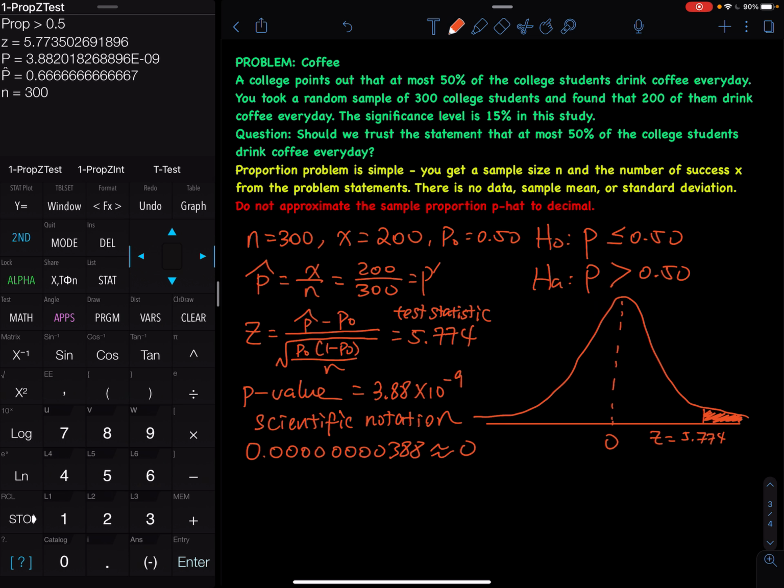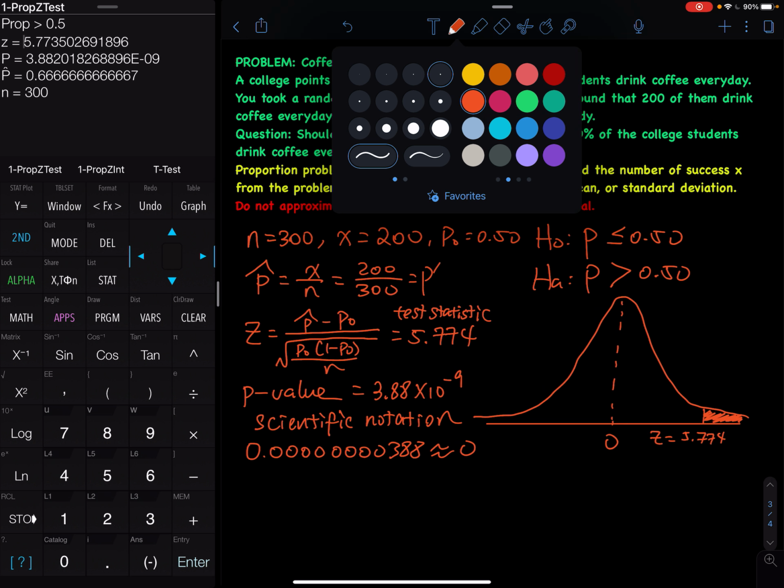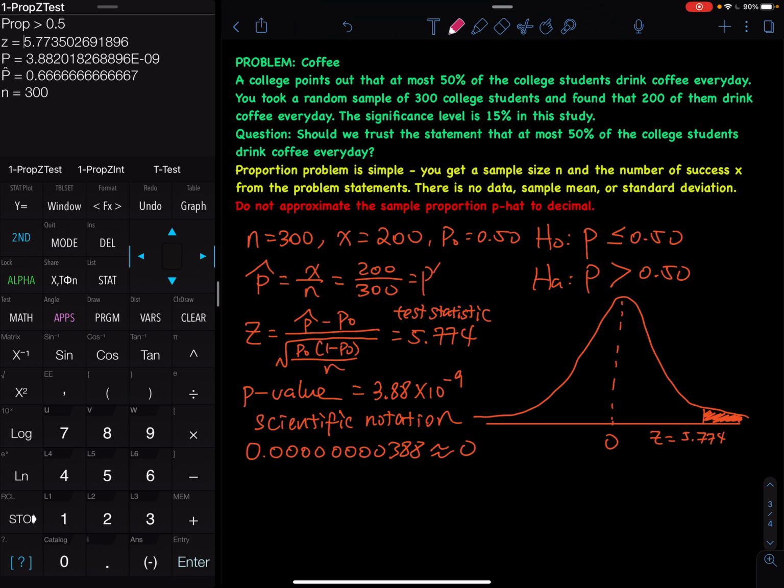The rejection region, 15%, is on the right because we have a greater than. So 15% is way bigger than that. So the cut is like right here, and then the rejection region is over there. So since the p-value is inside the rejection region, we reject the null hypothesis.